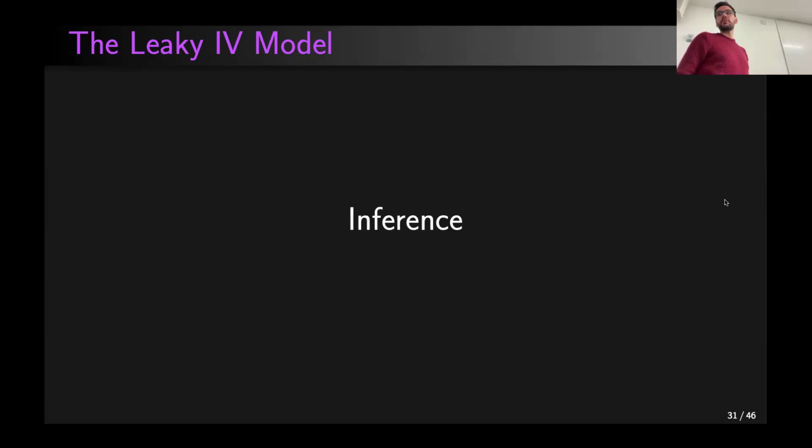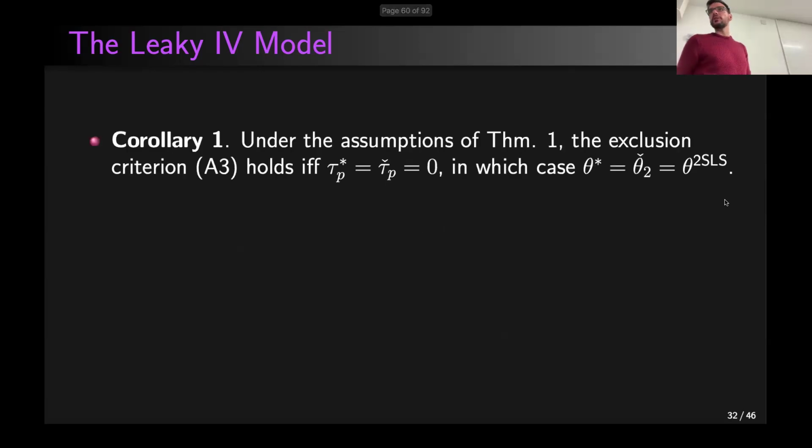All right, let's talk about inference really quick. I'm probably kind of low on time, so I'll be quick here. I said this thing about testing the exclusion criterion. I think this is kind of important. Under the assumption of theorem 1, this exclusion criterion only holds if tau star equals tau check equals 0. So if all these things collapse, in which case theta star is theta check, the two-stage least squares estimator.